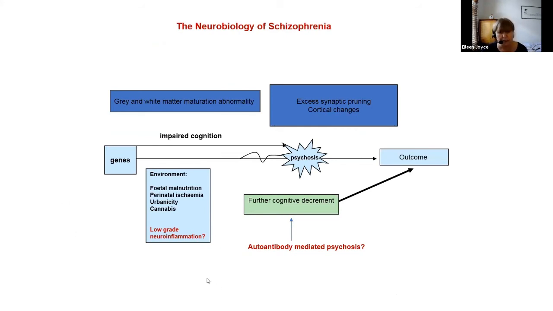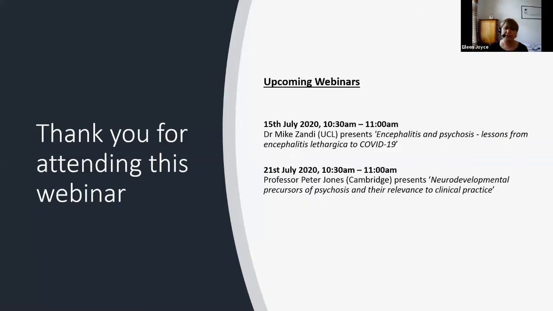And I think time will tell whether the cognitive decrement that we see at the onset of psychosis can be related to autoantibodies and whether this can be treated or improved upon following the treatment. And hopefully we will have enough signal in our data to be able to test that out. So, finished. Thank you very much.